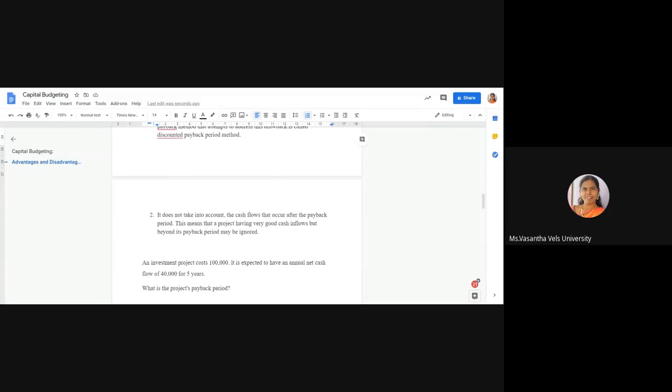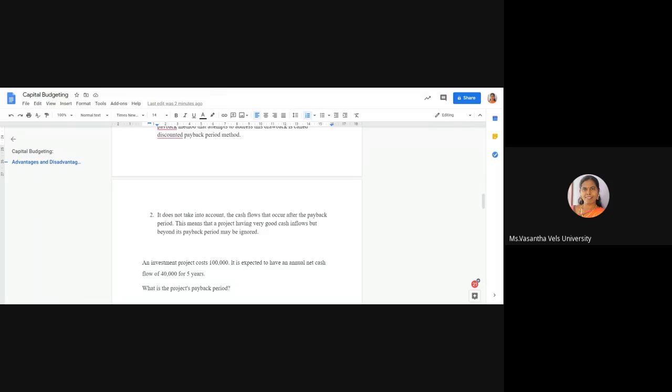Another important limitation is that in the payback period method, we do not consider the cash flow which occurs after our cutoff period. For example, we have invested 50,000, and we found that within 3 years we are able to recover 50,000. So we select 3 years as the criterion. After 3 years, our cash flow may be higher, but that part we are not at all considering in the payback period.